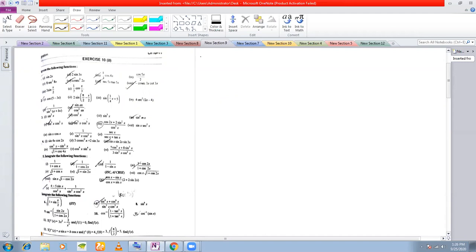And that is 46, not 44, 46. The question is the integration of (7 cos cube x plus 8 sin cube x) divided by (3 sin square x cos square x).